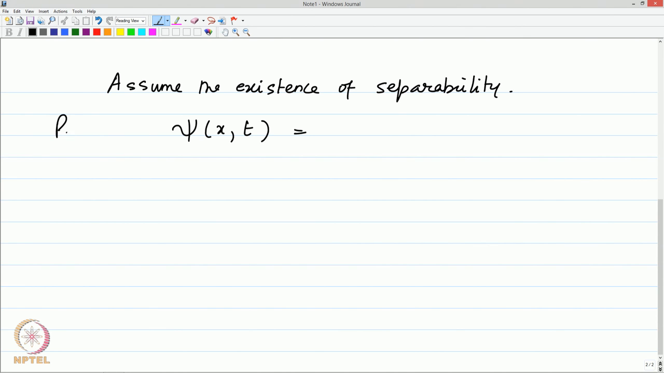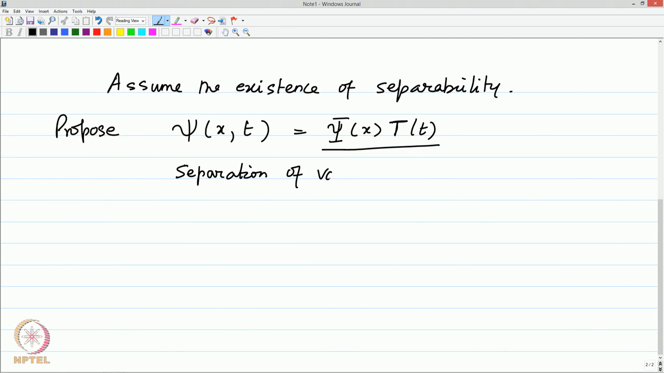We do not know what psi of x, t is, but we propose that the variables of the wave function, x and t, can be separated in such a way that there is a function which only depends on the coordinate variable or the position variable, and another function which is only dependent on the time variable, and this is nothing but the product. Psi of x times T of t is a product. This is called separation of variables. You have to be careful about what it means. I will give you an example for what it is and what it is not.